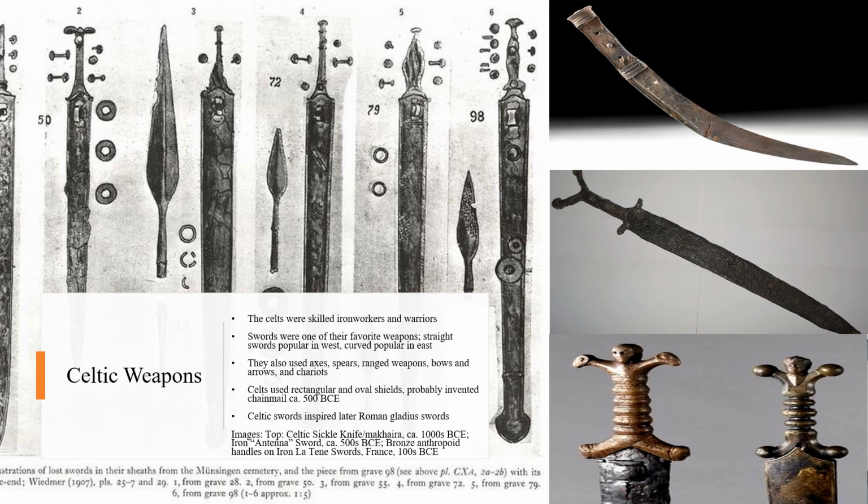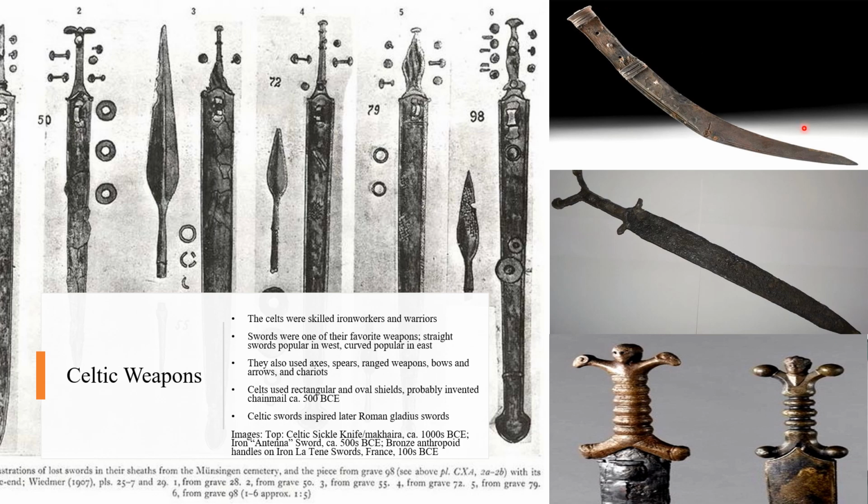So now we'll talk about Celtic weapons. The Celts were very skilled ironworkers and warriors. Swords were one of their favorite weapons. They made a variety of swords. They made a short, straight sword, like this one here, or this one. They also made curved swords. They're a little bit like scythes.